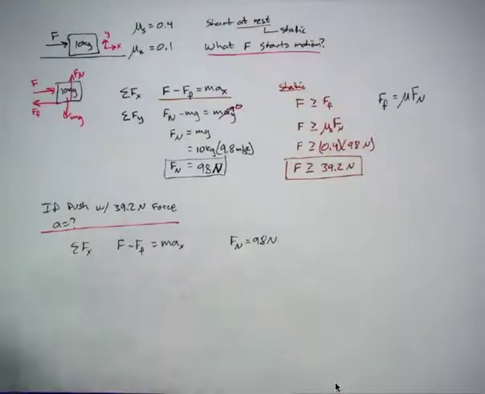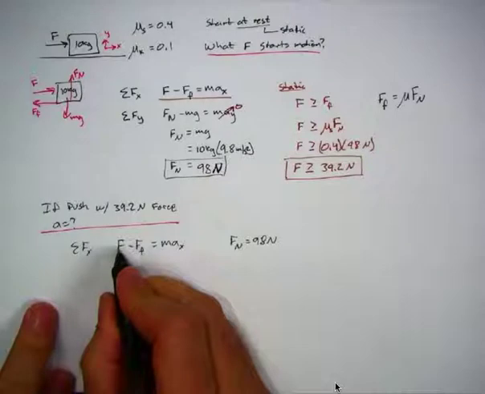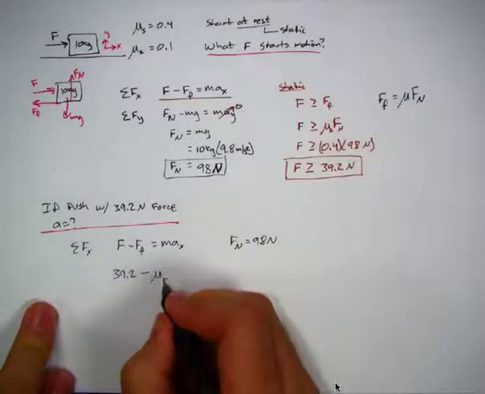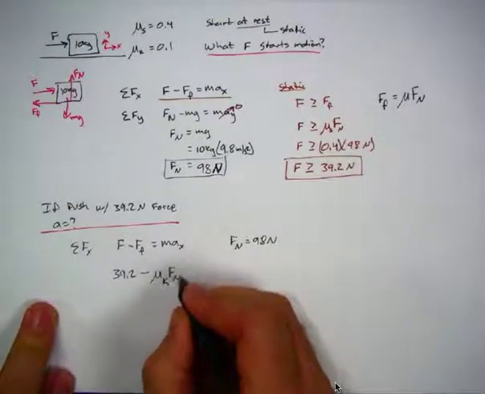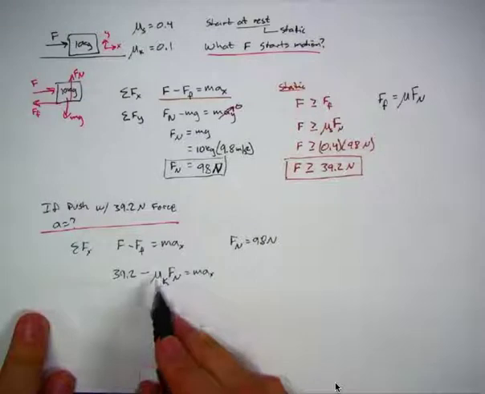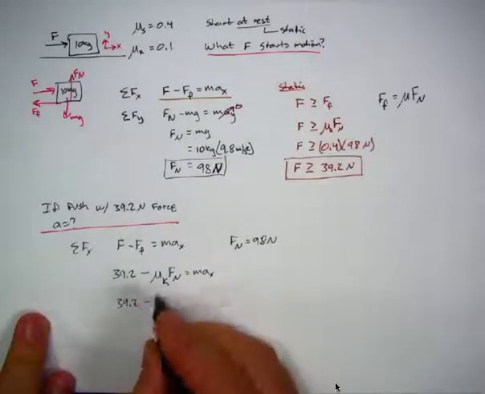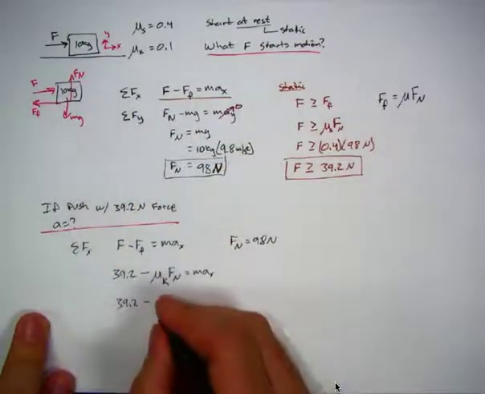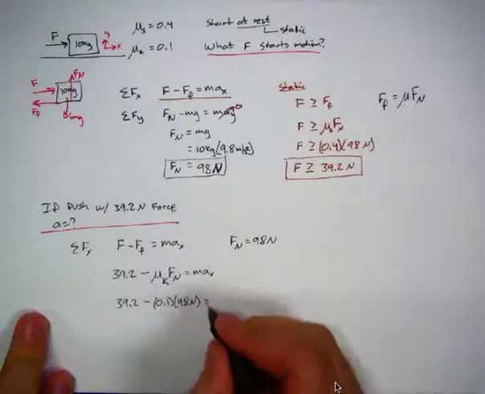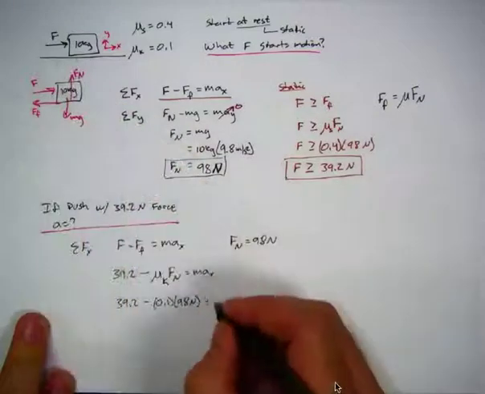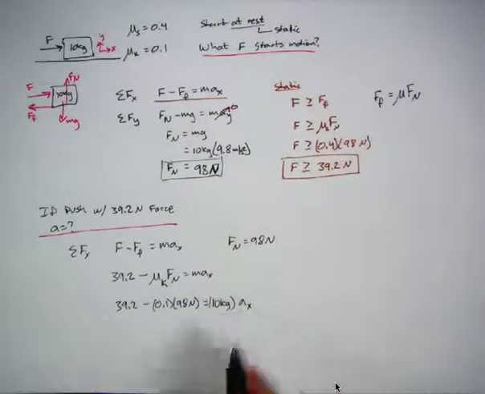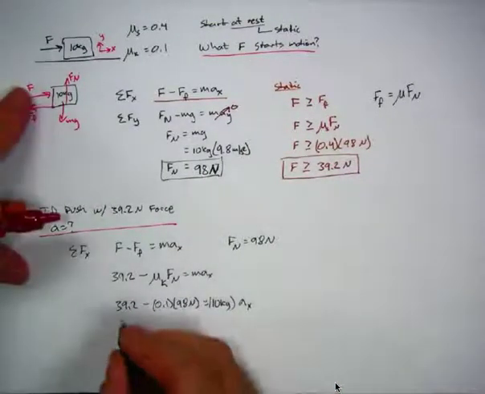And now I can just plug in a bunch of numbers. I can say that force, 39.2, minus the force of friction, mu kinetic this time, times F normal, equals mass times acceleration in the x direction. But again, mass is a number, F normal is a number, mu k is a number, so 39.2 minus mu k, which is up here, 0.1, times force normal, still 98 newtons, equals mass, which my box is a 10 kilogram mass, times acceleration in the x direction. This is all just numbers, so I can solve this for acceleration in the x direction.